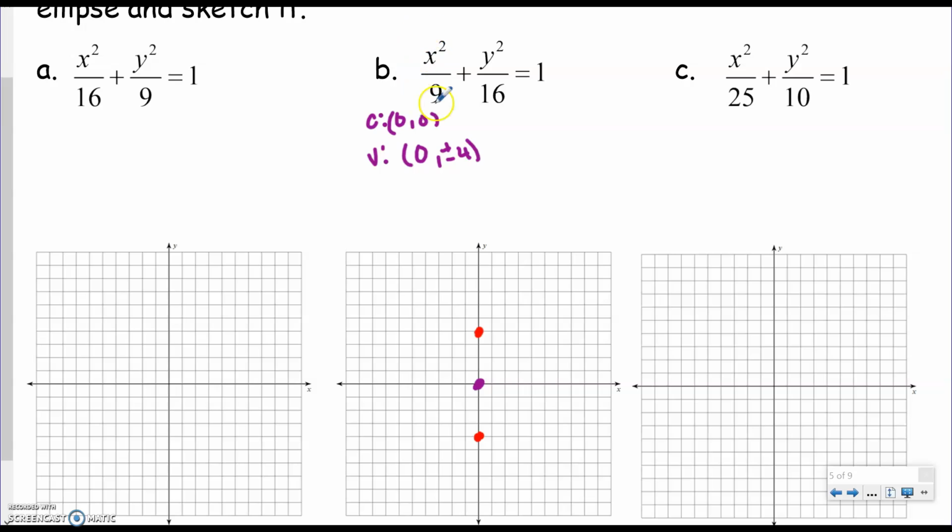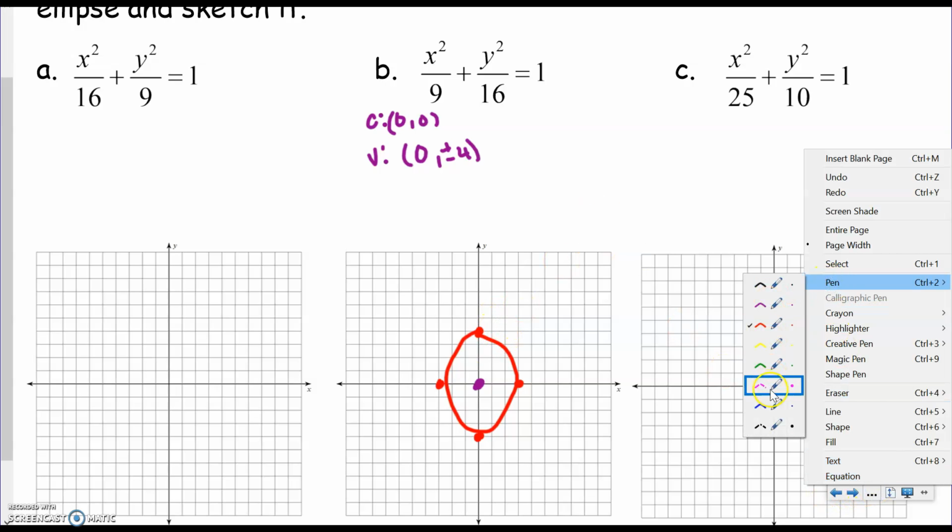Now notice under my x, this can help me find something called the covertices. In my x direction, or my horizontal direction, the square root of 9 is 3. So that means I'm going to go over 3 to the right and over 3 to the left. And that's going to give me my other 2 points that will help me draw my graph in. There's a missing piece here. We are asked to find the foci.